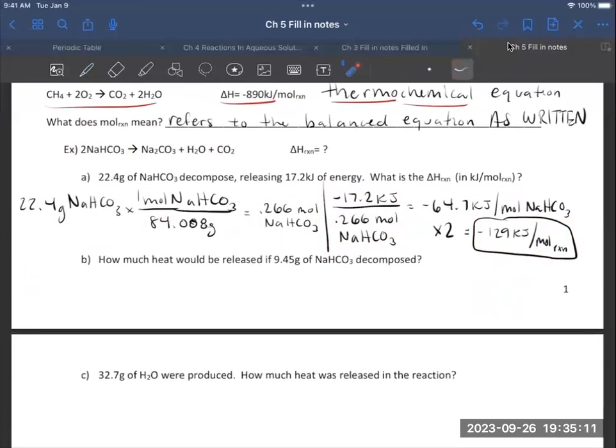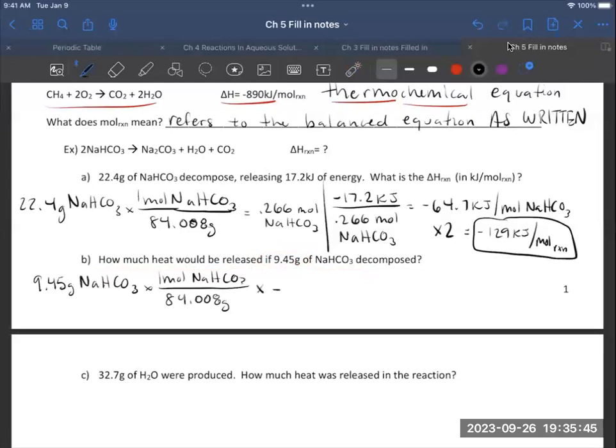So now that we have this per mole reaction information, we can also figure out some other things. So now it's asking how much heat would be released if so many grams of that reactant decomposed. So same thing, the first step is going to be similar. We're going to take our grams, so 9.45 grams of NaHCO3, 1 mole NaHCO3, 84.008 grams. And I'm actually not going to stop there.